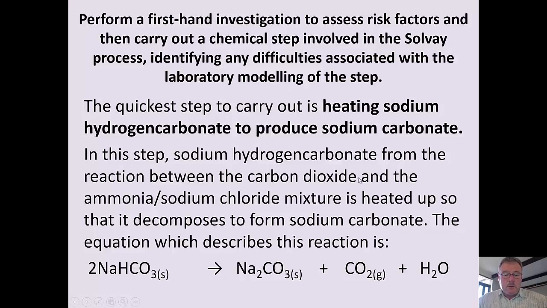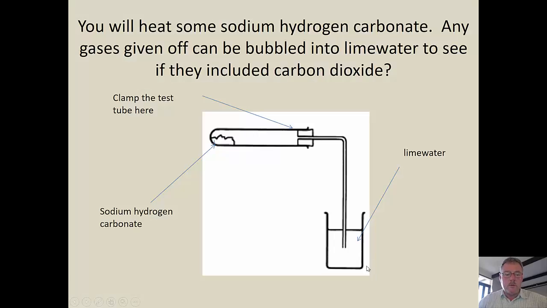So the hydrogen carbonate is decomposed, and it forms sodium carbonate, and you get CO2 produced and H2O vapor. Now this is going to be a solid, and our CO2 is going to be produced as a gas, so the best way we can do that is clamp the test tube away from the heat source. We're going to use sodium hydrogen carbonate here. It's going to be decomposed using heat.